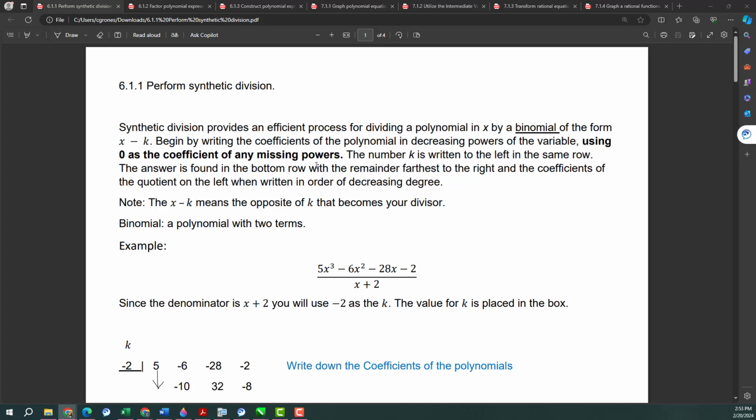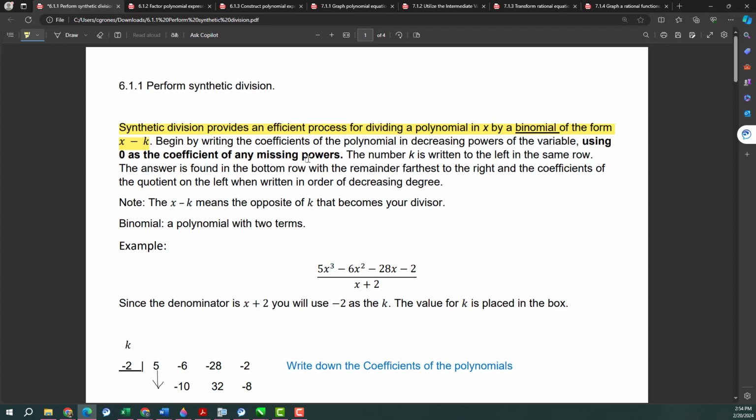So the first lesson of Module 6 is over synthetic division. It says that synthetic division provides an efficient process for dividing a polynomial in x by a binomial of the form x minus k. So that is important. Your denominator does need to be in the form of x minus k. So you'll begin by writing the coefficients of the polynomial in decreasing powers of the variable. Use 0 as the coefficient of any missing powers, and then the number k is written to the left in the same row.